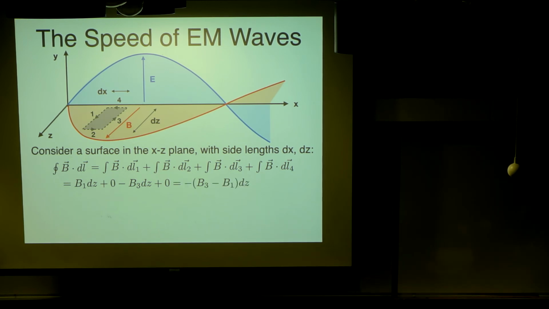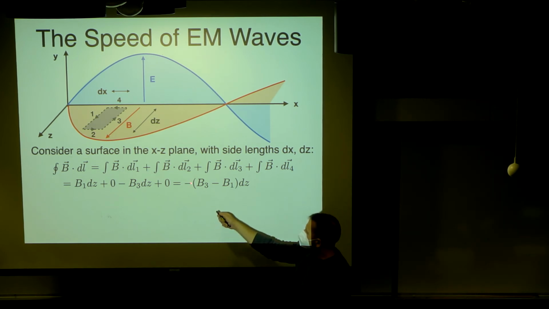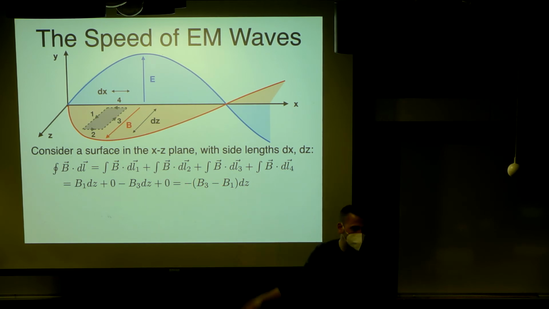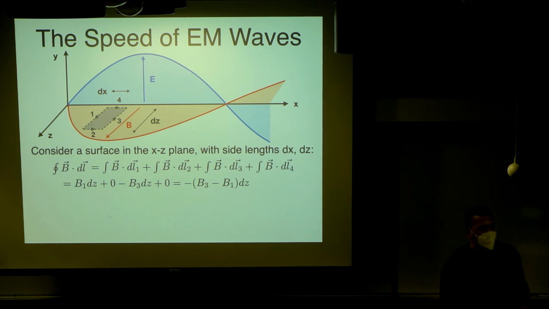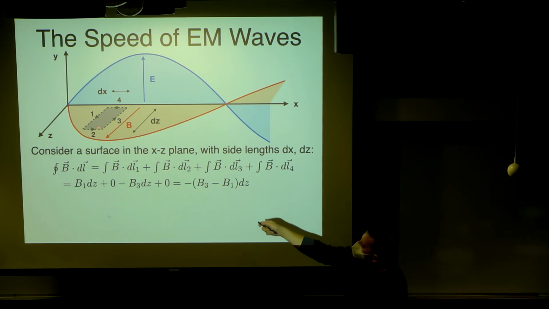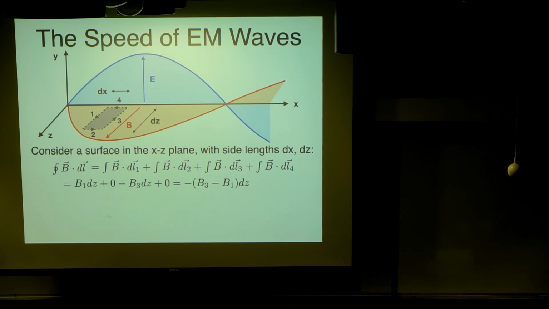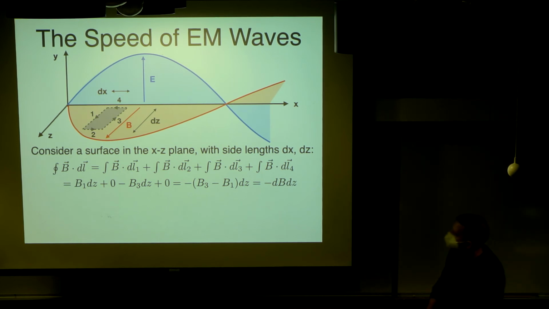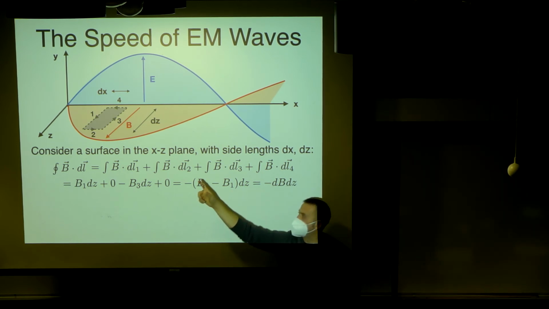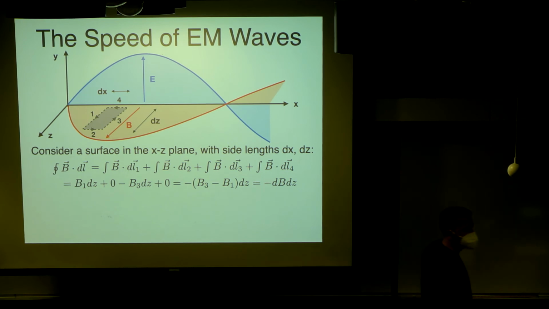So let's group this up a little bit. I'm going to write this as minus, out front, B3 minus B1 times dz. You agree we can do that? The reason I'm doing it that way is if you look at the graph, the B field should be a little bit stronger at 3 compared to 1, right? So this is a positive value, B3 minus B1. So overall, it's minus what I'll call dB. That's just the change in the B field as you move slightly from 1 to 3, times dz.